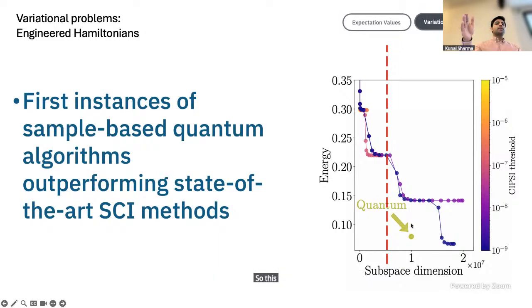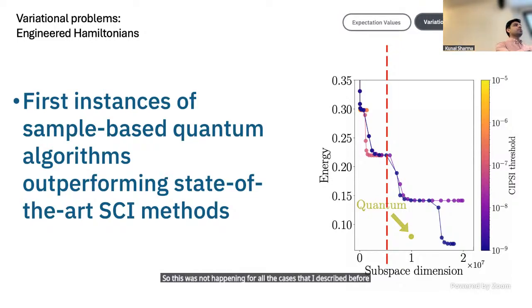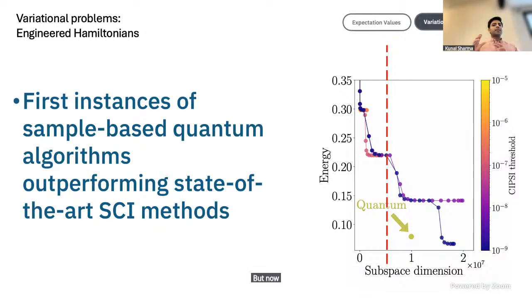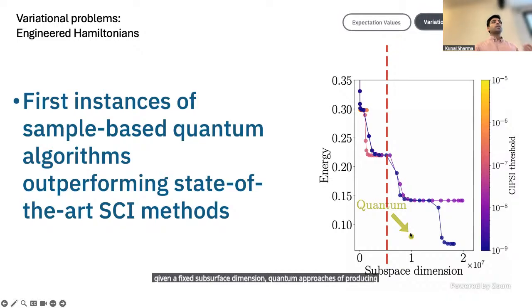So this was not happening for all the cases that I described before for impurity models. We were outperformed by classical methods and we were just saying that we are converging to those solutions. But now I'm spinning the problem. I'm saying I don't care about physical Hamiltonians for now. I just want to find a Hamiltonian for which our approach outperforms classical methods. And we have constructed such Hamiltonians. This is one example, where given a fixed subspace dimension, the quantum approach is producing lower energy than classical methods.